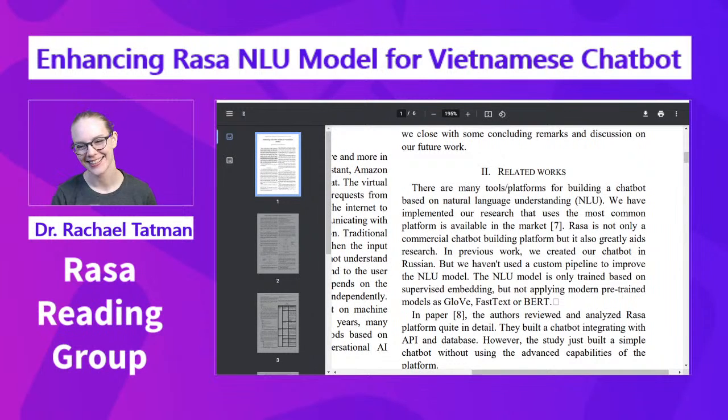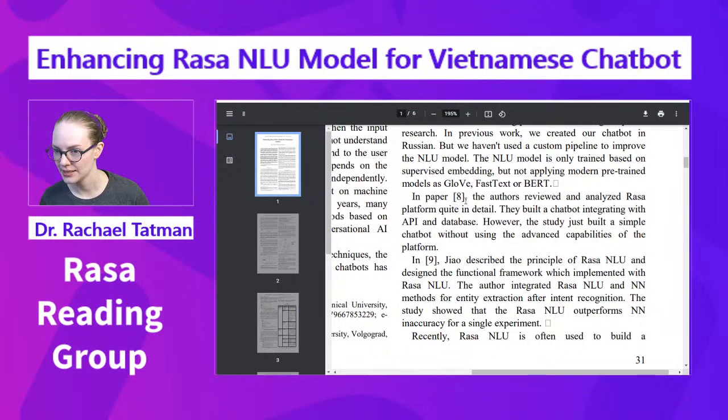Oh, shucks. In previous work, we created our chatbot in Russian, but we haven't used a custom pipeline to improve the NLU model. The NLU model is only trained based on supervised embedding, but not applying modern pre-training models such as GloVe, FastText, or BERT. So they're just sort of training their own embeddings from the corpus that they have, and they're saying, hey, we want to incorporate these larger corpora. We want to use embeddings that have been pre-trained on larger corpora in our target language.